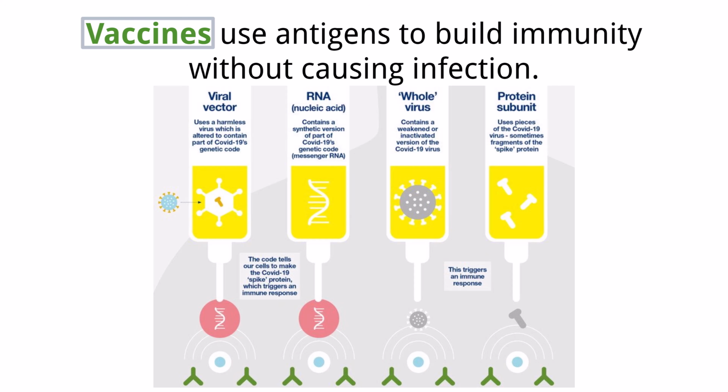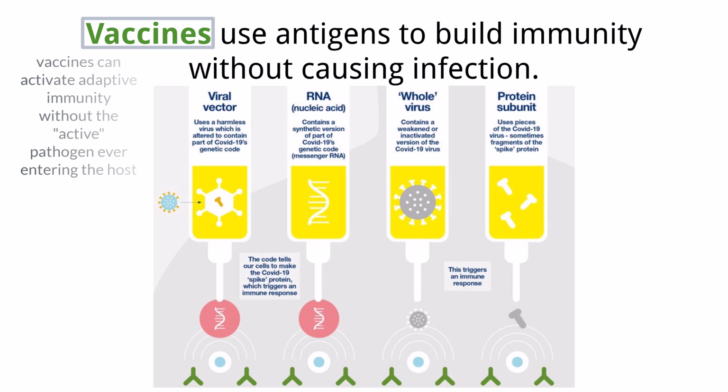Normally, during the first exposure, a pathogen would enter the body and the antigens are recognized as foreign, and the process of T and B cells works to produce antibodies to destroy it. Then, the memory B cells hang around just in case that same pathogen enters again. With vaccines, we can activate this process of adaptive immunity without ever having an active pathogen enter the system. We do this by using their antigens.